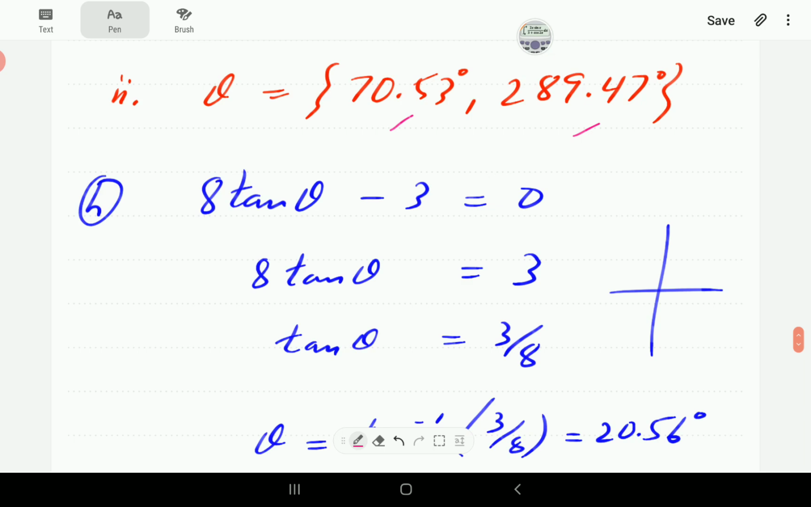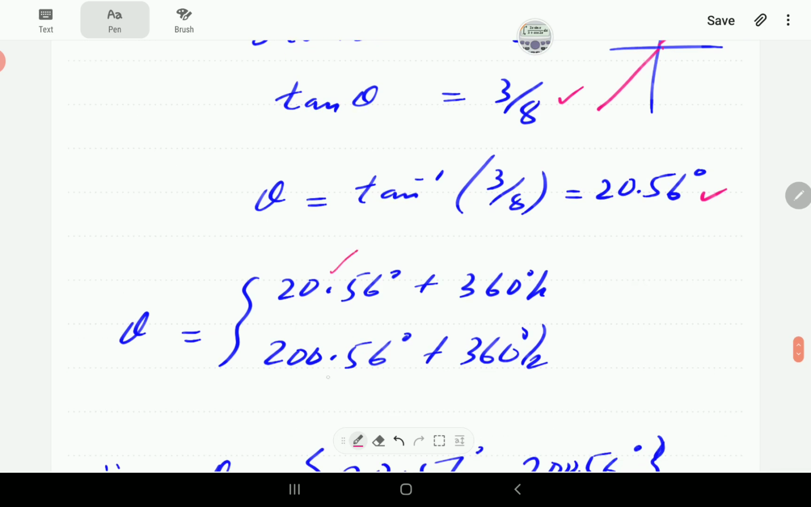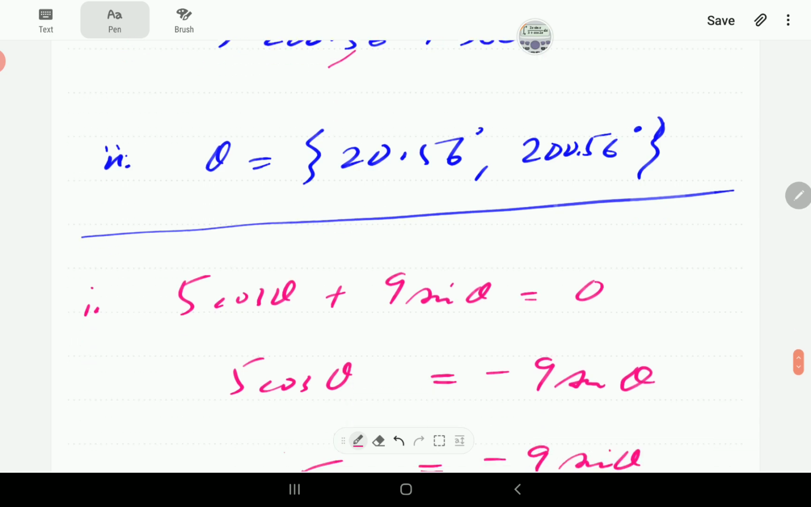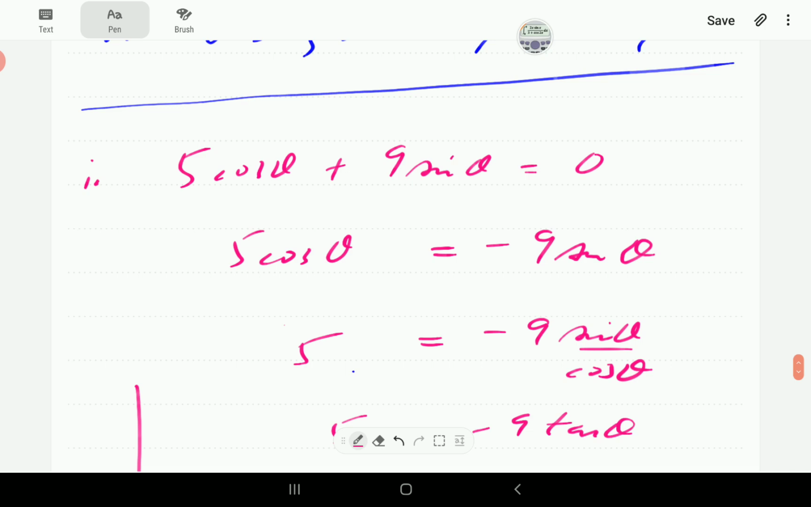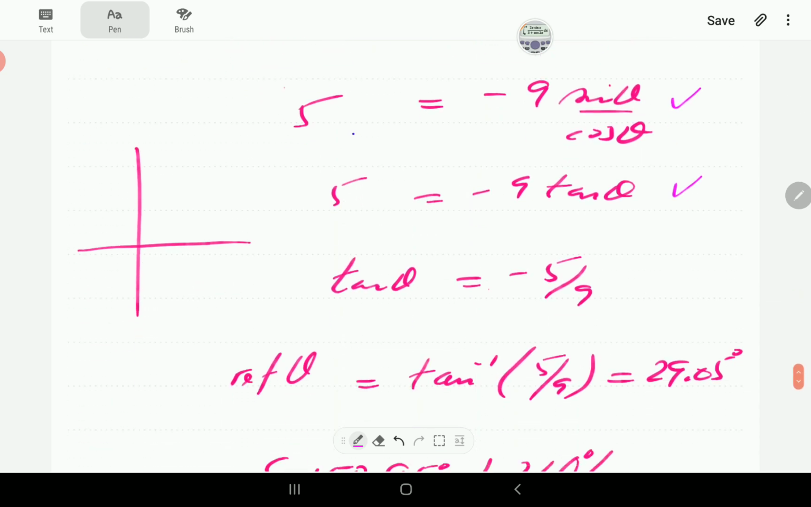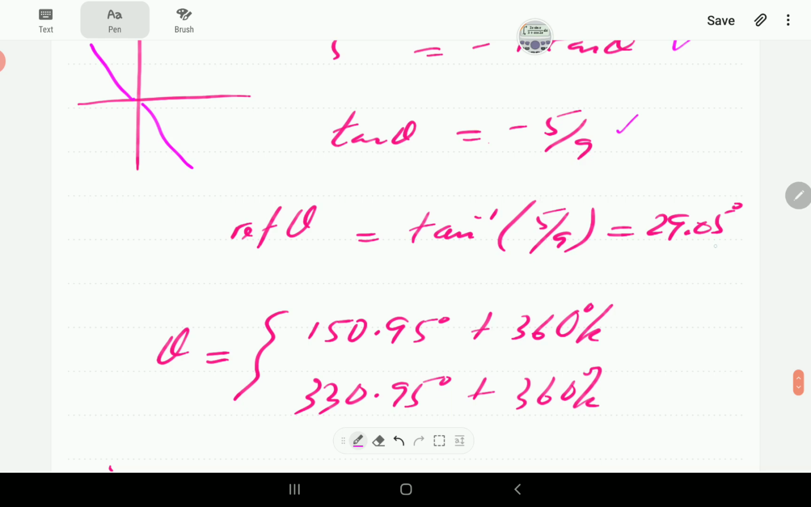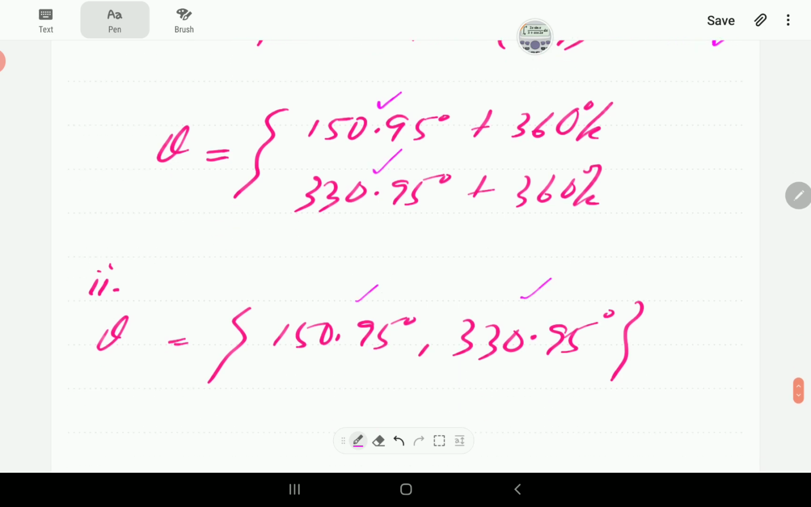This time we isolate tan, we get 3/8. So tan is positive in the first and the third quadrants. Theta ref is 20.56. So the two solutions are 20.56 and 200.56. For this one, we first combine the sine and the cosine. We find sine over cosine on the right hand side, which is tangent. So tangent is -5/9. Tangent is negative in quadrant 2 and quadrant 4. So we're going to have theta ref as 29.05. So if you take this away from 180, you get 150.95. Then if you take this away from 360, you get that. And the two particular solutions are those ones.